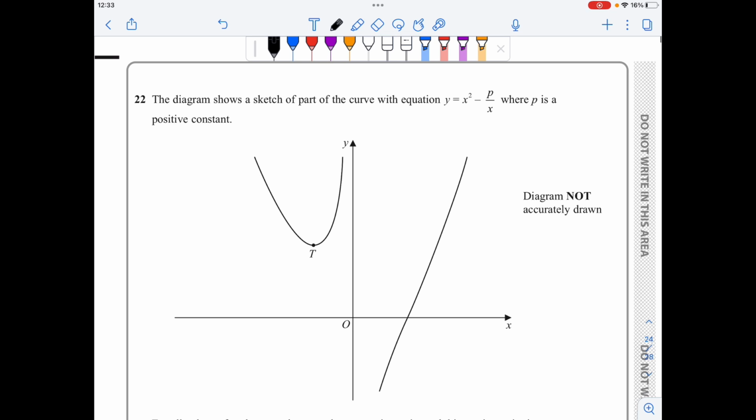For question 22, I'm given the sketch of this equation. At point T, which is a minimum, dy dx is equal to 0. And I know that the x coordinate of point T is minus 3. So I'll use that to find the value of p.